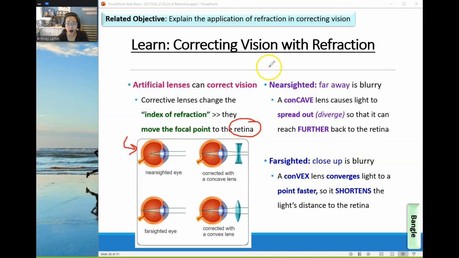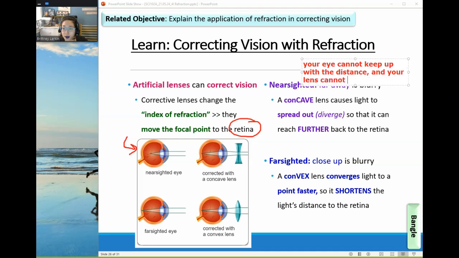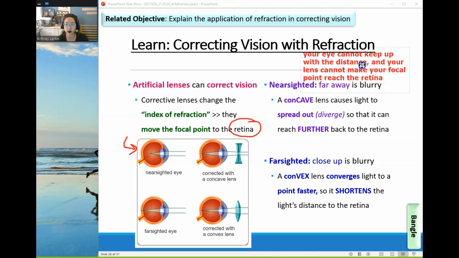All right, so far away things are blurry because your eye cannot keep up with the distance, and your lens cannot make your focal point reach the retina. Okay, so it's just getting too far away. All right, so let's go ahead and talk a little bit about what we can do then. So what we can do is we can use a concave lens, right? Concave right here, meaning it looks like a cave, so the light comes into a cave, okay?